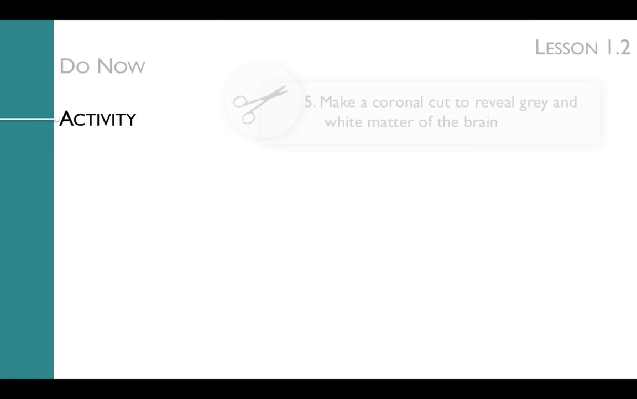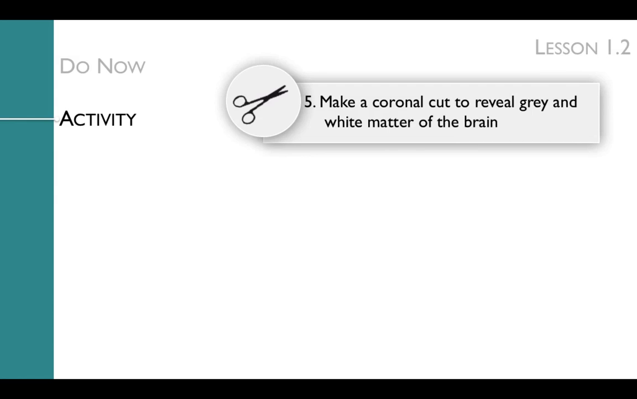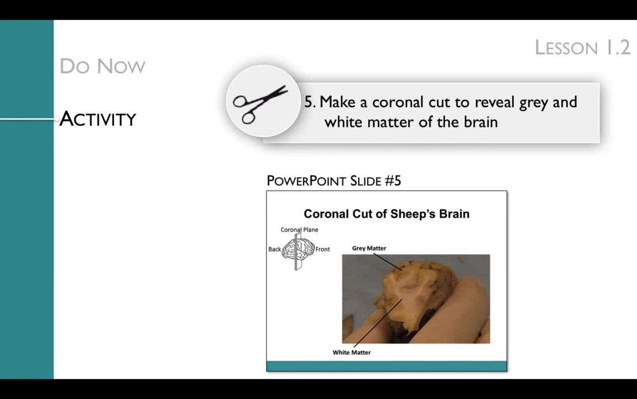And step 5, make a coronal cut, which is from right to left across the front of the brain, to reveal the gray and white matter. PowerPoint slide 5 illustrates the gray and white matter that will be revealed after making a coronal cut.